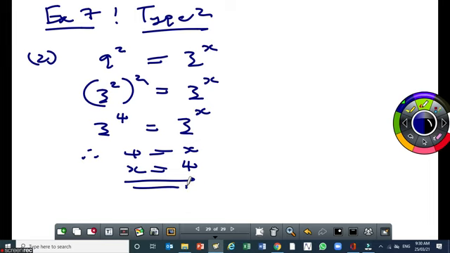Now exponential equations are very, very important in mathematics because they are used in other topics. If you don't grasp exponential equations, later when you start doing exponential functions or exponential graphs, you are going to end up having issues there. So you have to know how to solve exponential equations. And then another example.